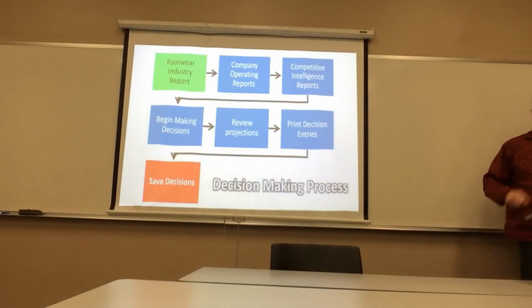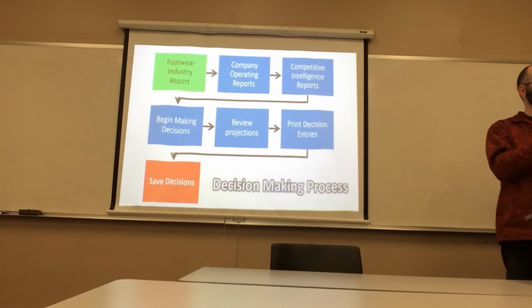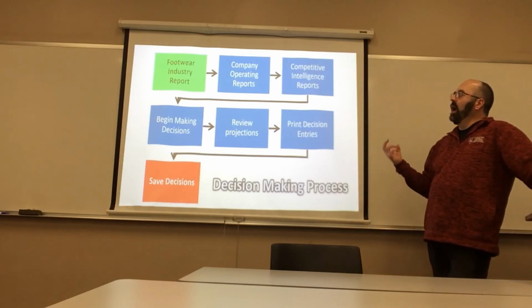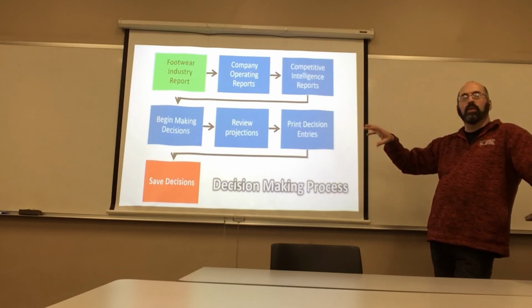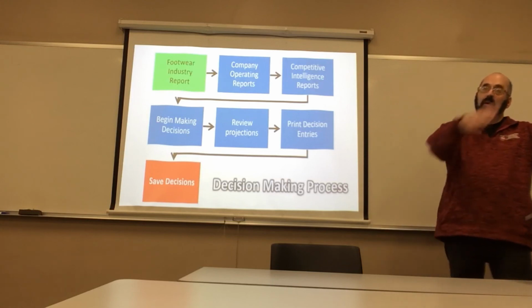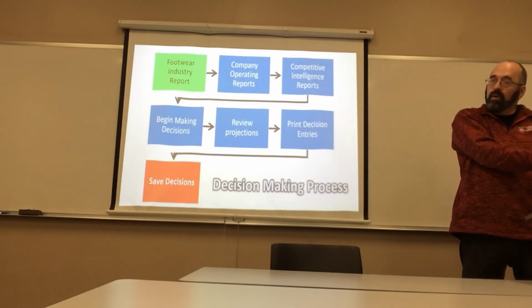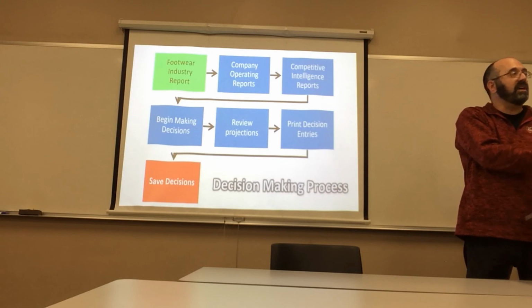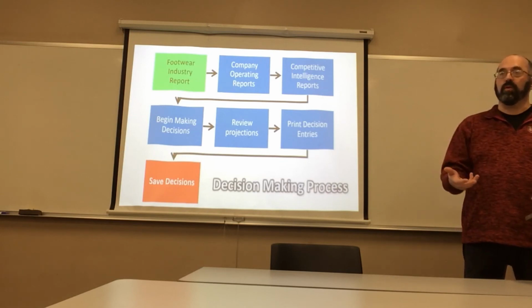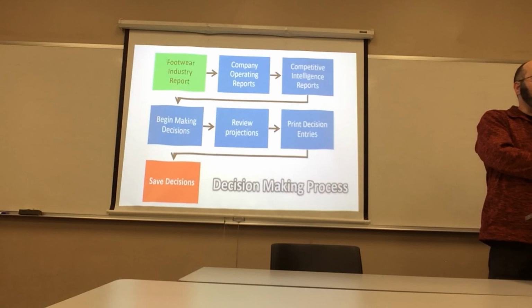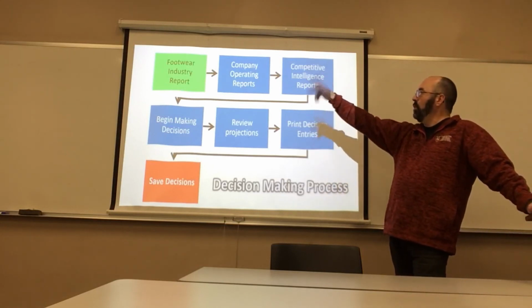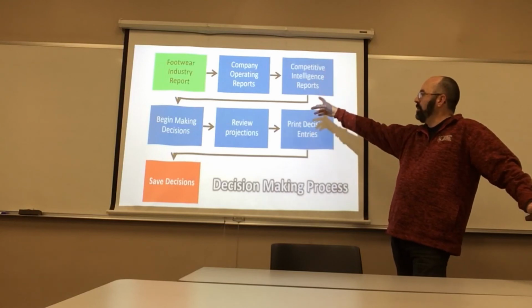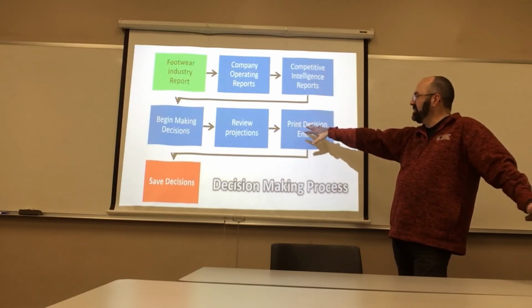So how do we make our decisions? There's a recommended decision-making process. We'll probably get more into this next week, but we look at some reports first. So what we do is we look at what's happening, so we take a look at all the reporting documentation that we have, and we use that information to help us make decisions going forward. Sometimes we're proactive, sometimes we have to be reactive. That's what the reports help us to see. So we look at the footwear industry report, go to our company operating reports, and begin making decisions.